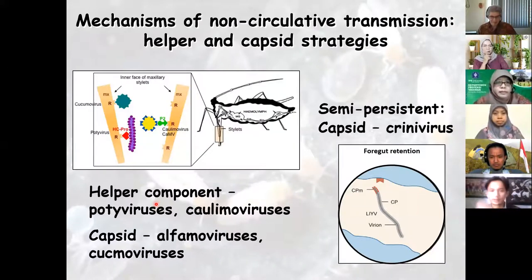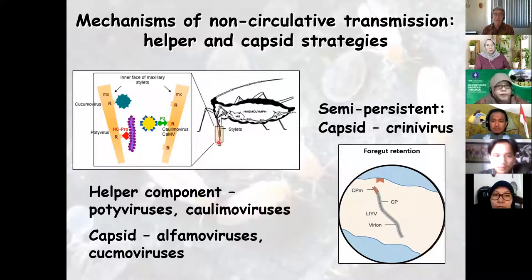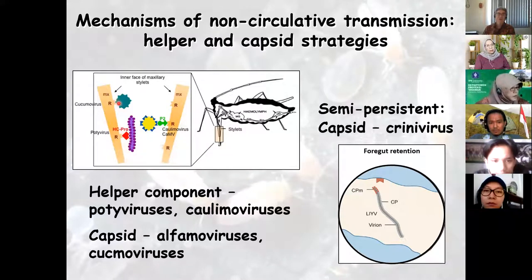So if we look at this diagram, on the left-hand side, we're looking at non-circulative transmission still, and how helper components and capsid strategies are involved in transmission. So here we have an aphid, which is feeding on a plant. This is the stylet. If we magnify the tip of the stylet, some viruses like cucumber mosaic virus bind to a specific receptor on the wall of the stylet. The stylet is in the orange color here, the outside, and this is the inside, the food canal area. There's a specific receptor on the stylet, and there are specific structures on the coat protein of the virus that match the receptor.